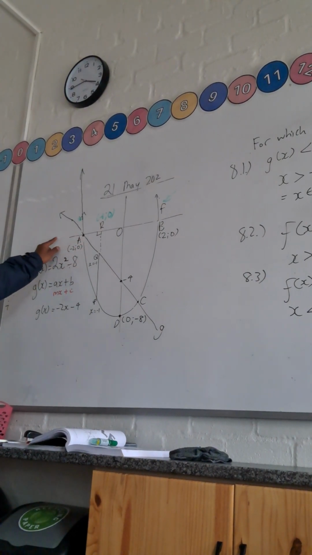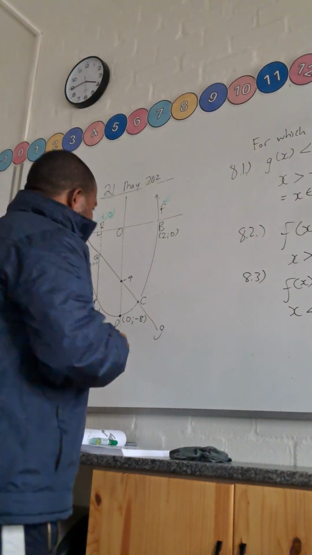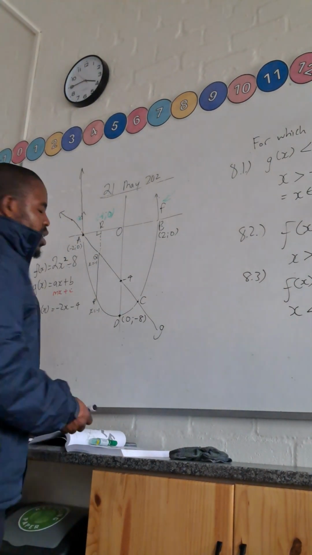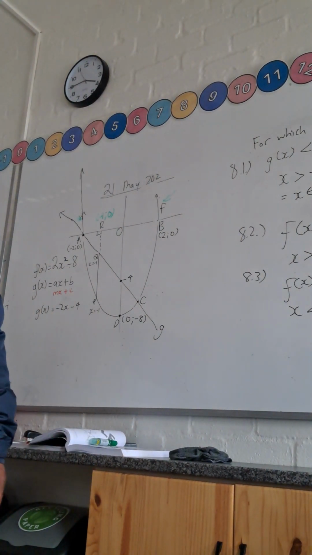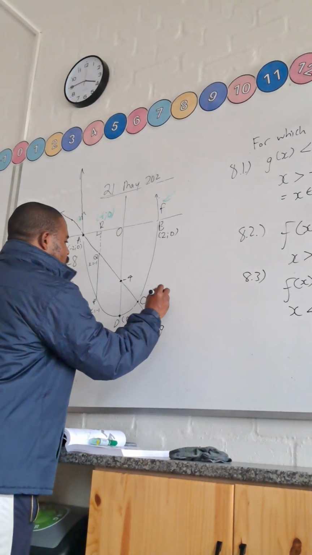I said x is less than negative 2. And then, what is the x coordinate of C? What is the x coordinate of C? We worked it out. You should have these answers down. Is that C? It's 1 and minus 6. So C is 1, negative 6.